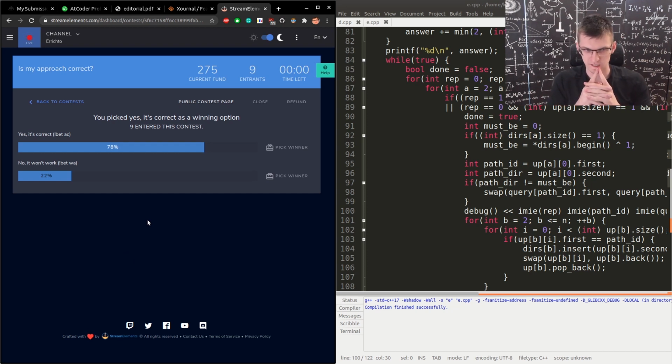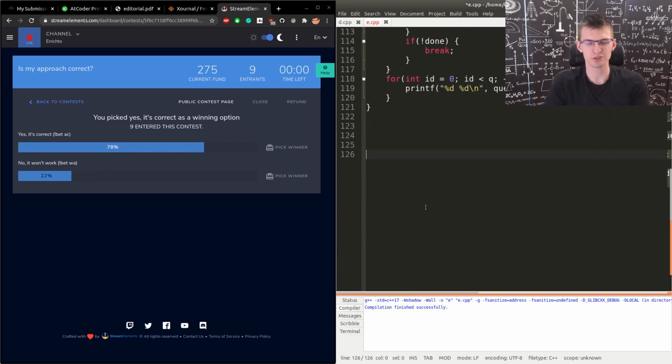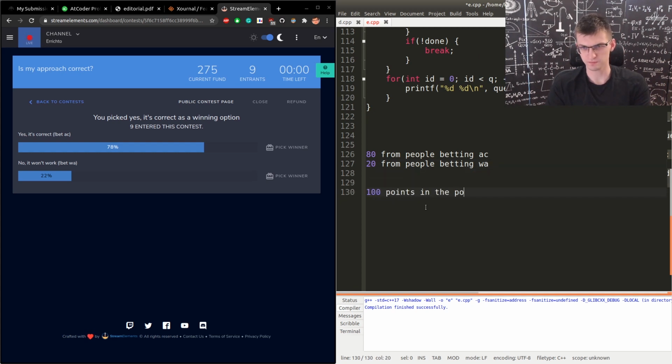If, let's say, 80 people voted this, then there should be around 80 points times whatever on average you bet from people betting accepted, 20 points from people betting wrong answer, and then there are 100 points in the pool in total, and it will be split among the people voting the correct options, right?